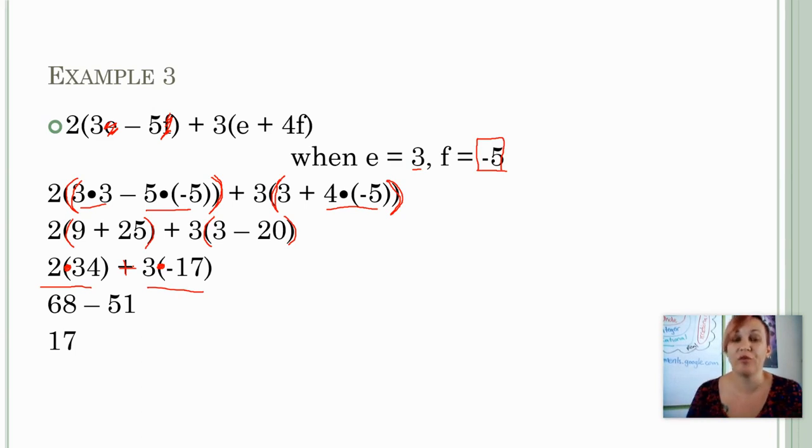So remember, order of operations, PEMDAS, really important anytime you're simplifying something that is only numbers. We'll talk about how to simplify something with variables on our next video.